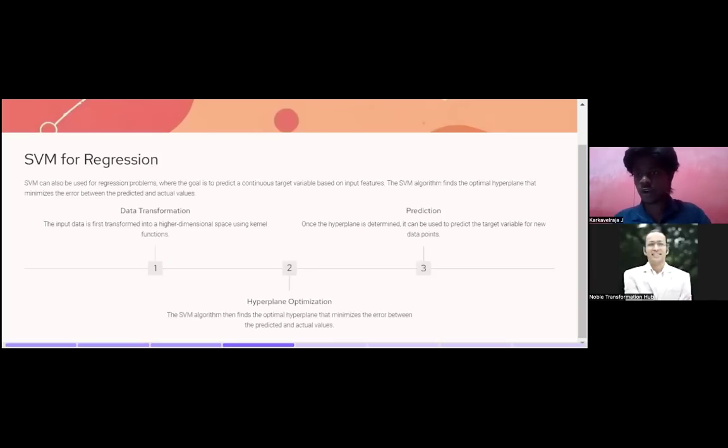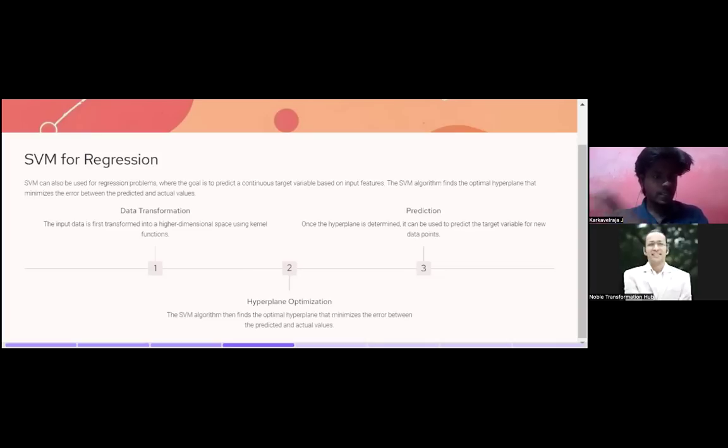Okay, guys, I hope you know, when we need to predict a categorical value, we need to go for classification. When we need to predict a continuous value, we need to go for regression. So it is used to predict the continuous target variable based on the input features. The SVM algorithm finds the optimal hyperplane that minimizes the error between the predicted and the actual value. That's it.